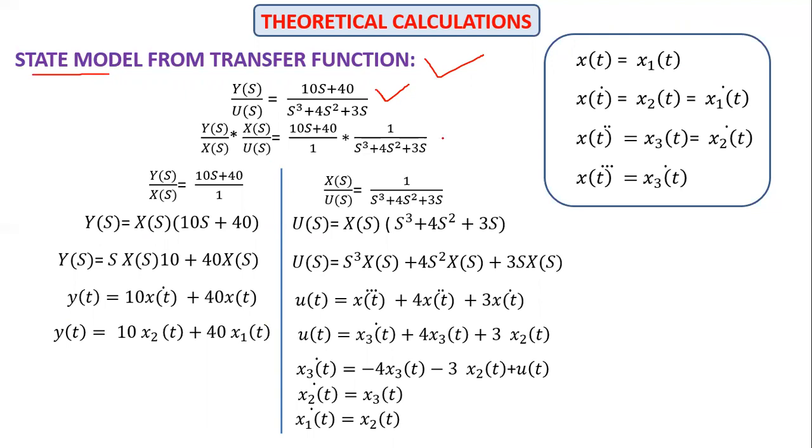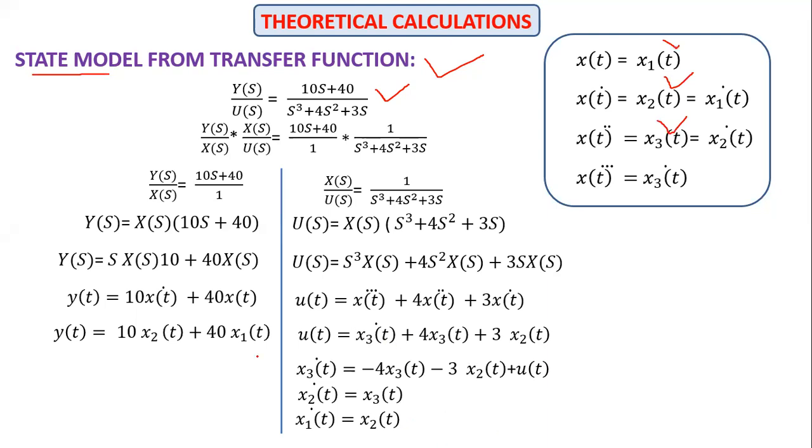By observing the highest power in the equation, here we have s cube, so we take 3 state variables. Depending on the highest power, we select the state variables. Here s cube is the highest power, so we take 3 state variables: x1 of t, x2 of t, and x3 of t. Now we need to represent the total system in state variable form, and then identify the differentiation of the state variables, that is x1 dot, x2 dot, x3 dot, properly.